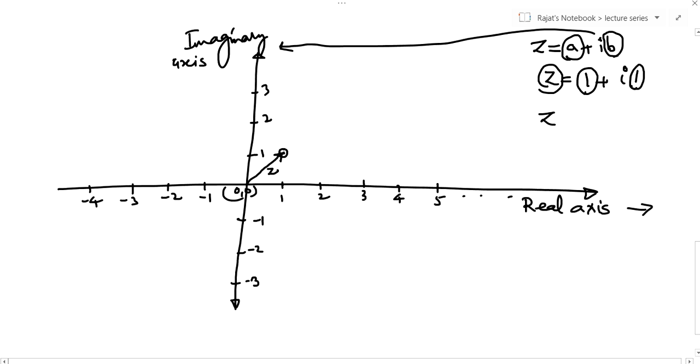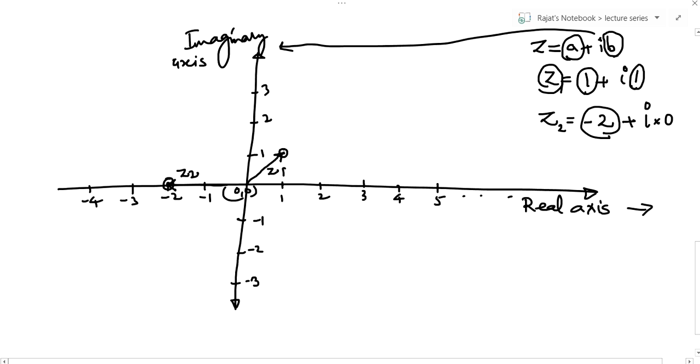Let us call this z1. Let me take another example. z2 is equal to minus 2. Now you must be thinking, where's the imaginary part? There is an imaginary part if I write it as minus 2 plus i into 0. So the imaginary part is 0 and the real part is minus 2. So this is the point, and this will be z2.